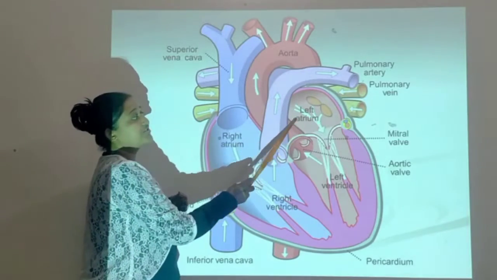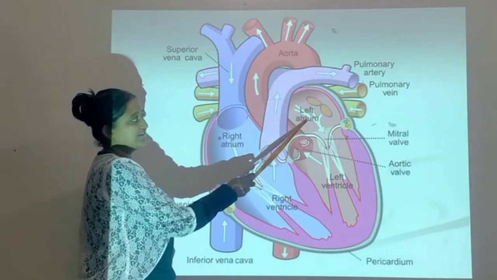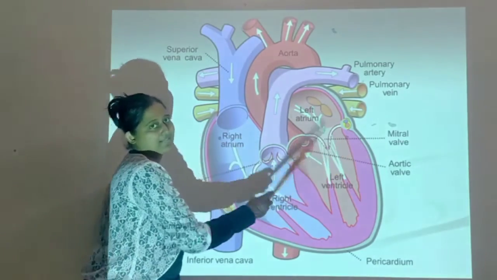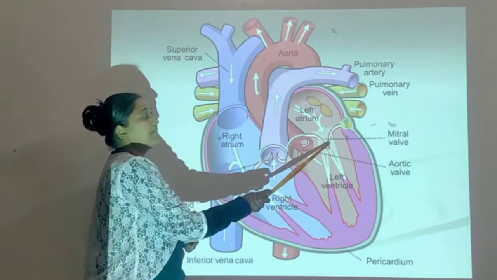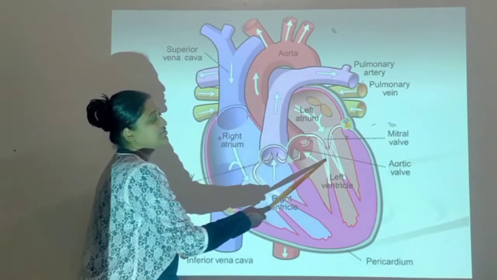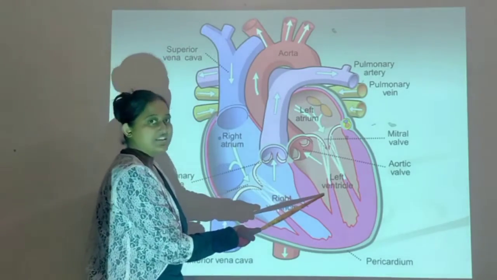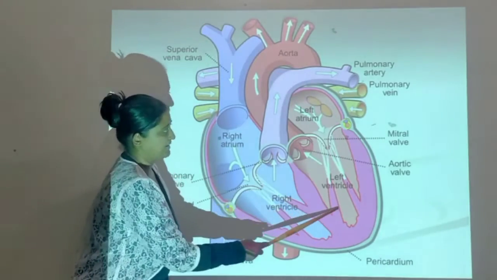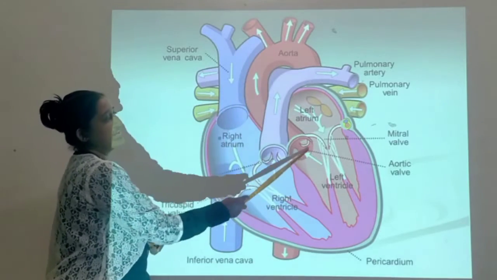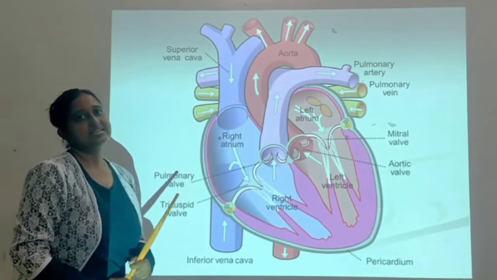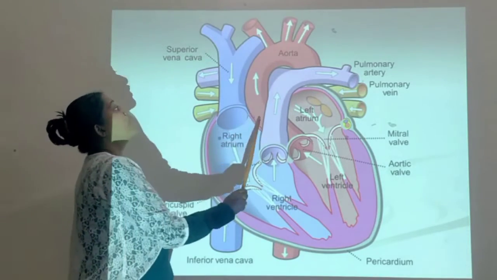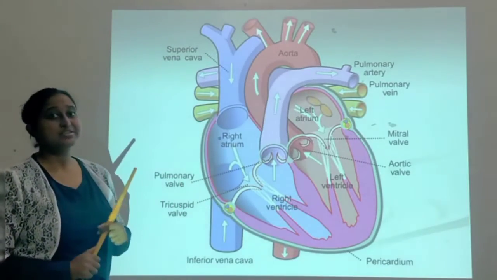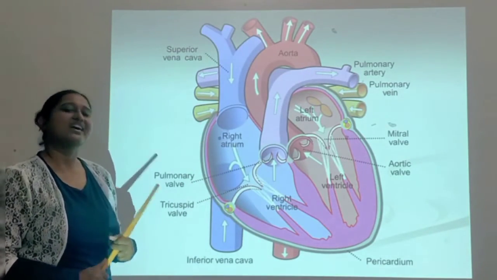When the pressure of the left atrium increases, there occurs contraction of the left atrium and the blood enters into the left ventricle by opening of the mitral valve, that is the AV valve. By the opening of this valve, the blood enters into the left ventricle where the pressure increases. The contraction of the left ventricle causes a gush of blood to flow into the aorta via the opening of the aortic valve, that is the semilunar valve. From the aorta, the oxygenated blood passes throughout the body. So, this was the blood circulation of the heart.